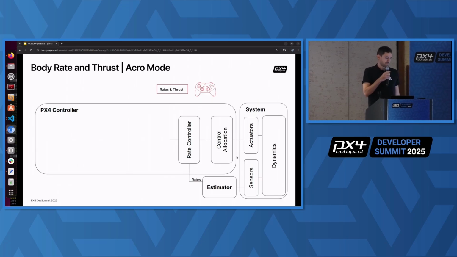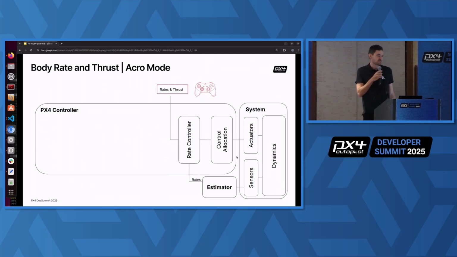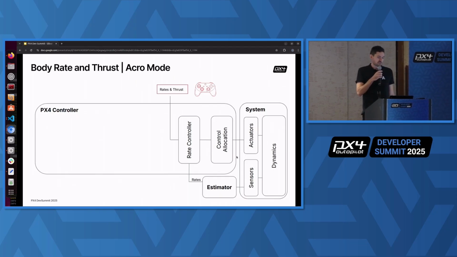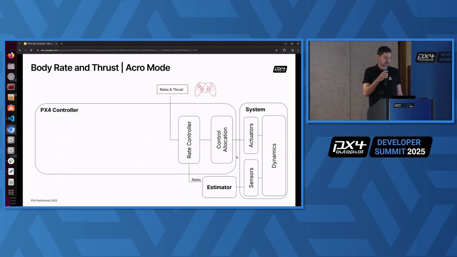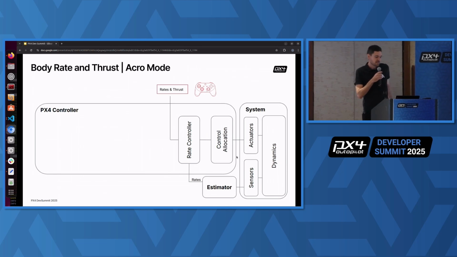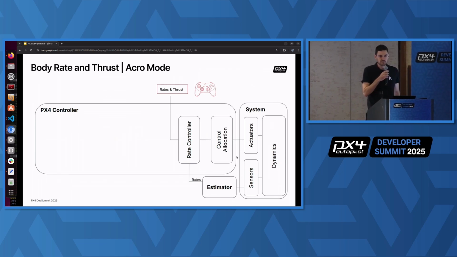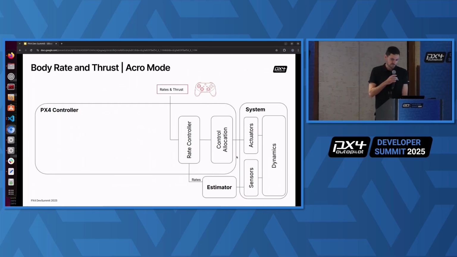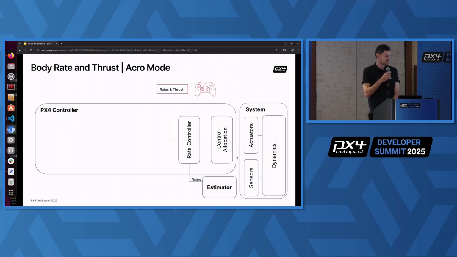Next up, we have acro mode. In that case, body rate and thrust are set by the operator. This is the first mode that requires some kind of feedback from the sensors. In that case, it's the rates that are passed through the estimator and fed back into the rate controller. That mode allows you to fly very dynamically. For trained pilots, it's an amazing mode, but of course requires a lot of practice.